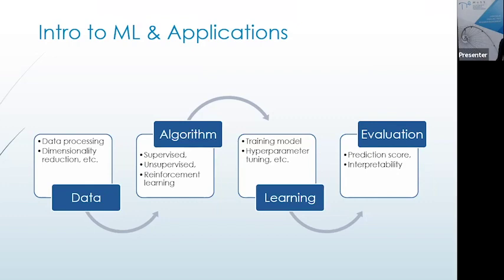Once you have chosen your algorithm and you have the data, that's where the training of the machine learning model comes in. In the training part, there are various elements, like you have to define or layer out the model, the program of the model that you want to use.